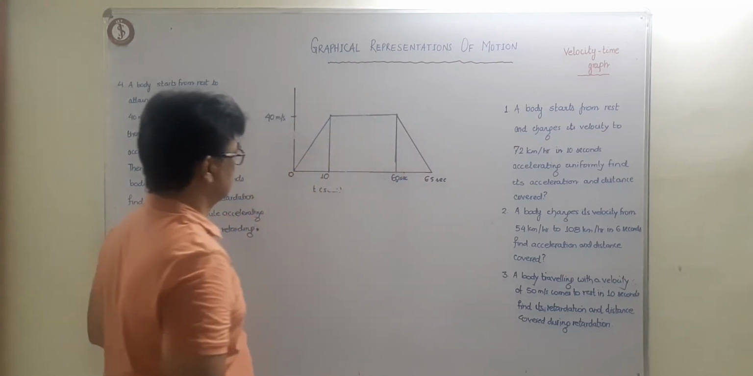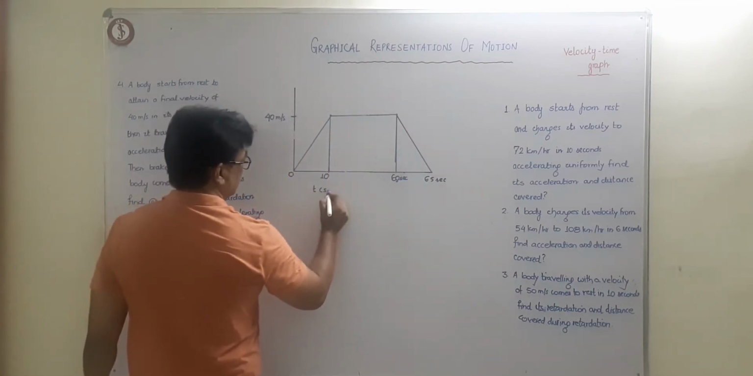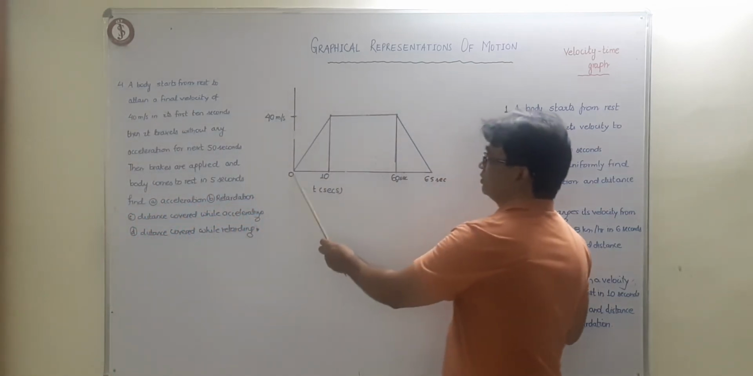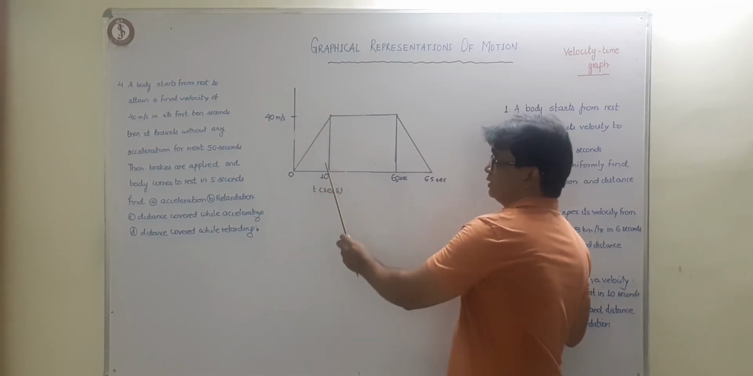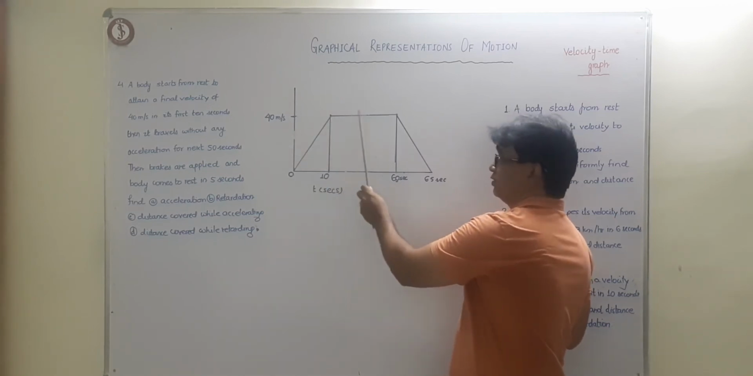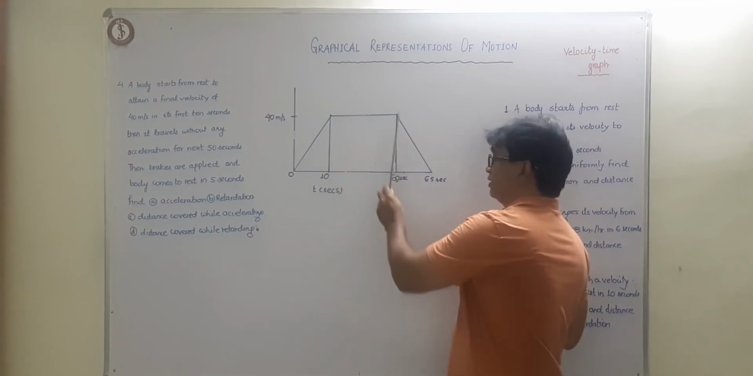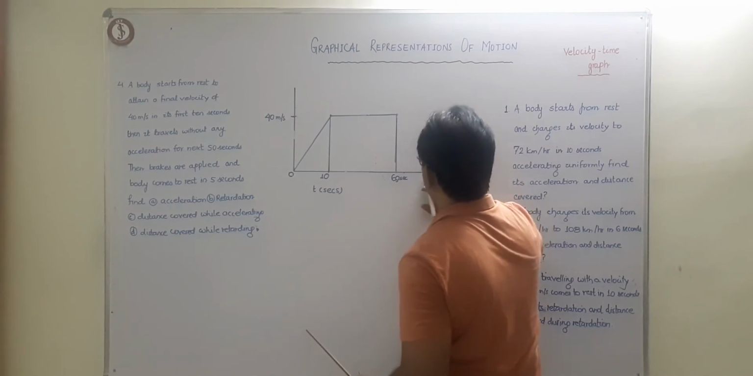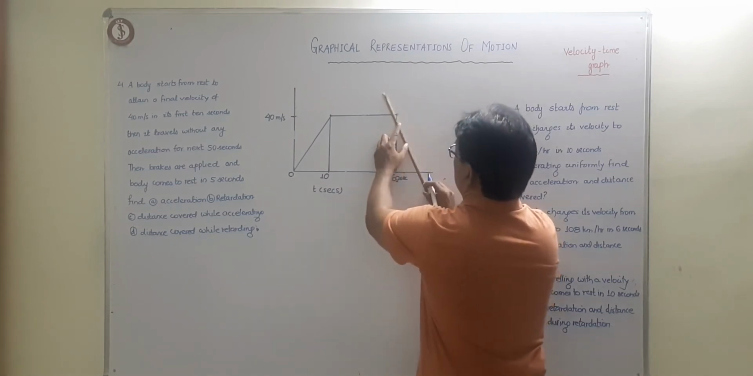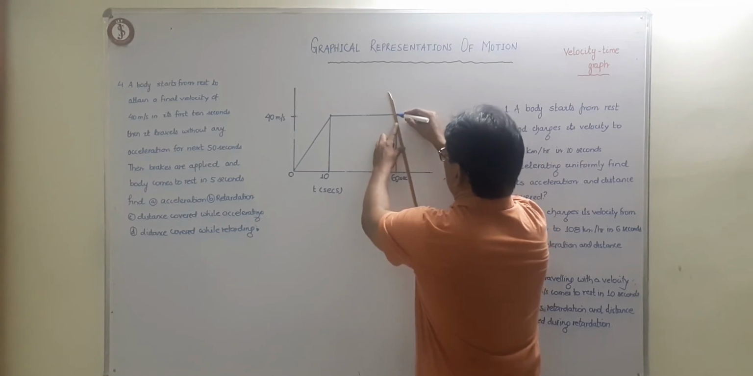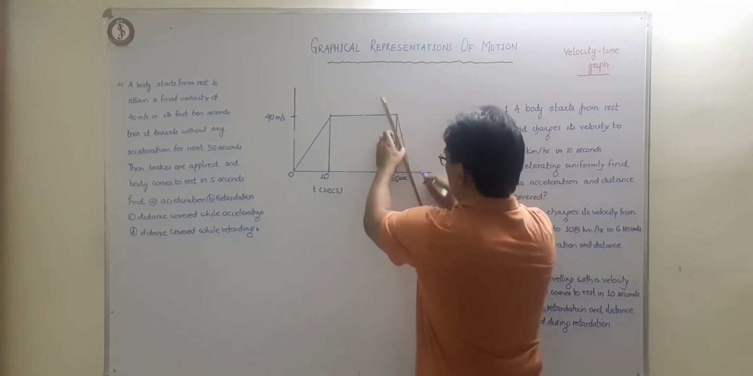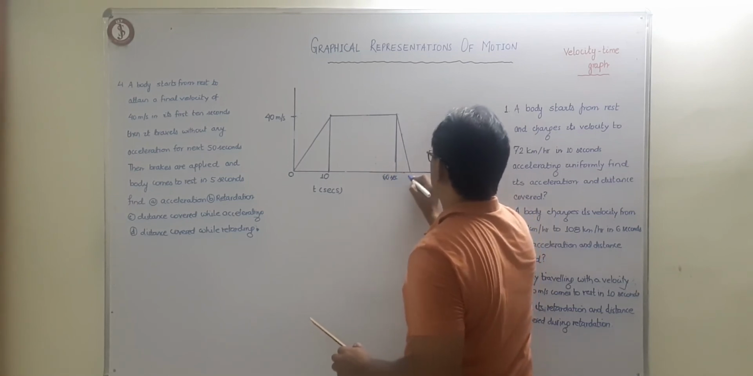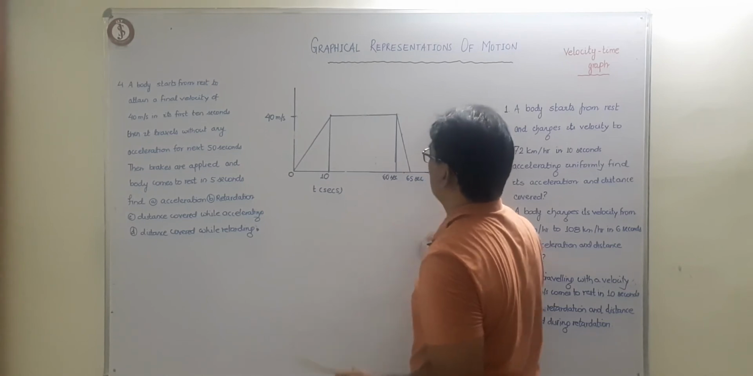So let us have a look. Now from here you can go through this question. A body starts from rest, attains a maximum velocity of 40 meter per second in 10 seconds. So it was accelerating, then it had uniform velocity for the next 50 seconds, then it was retarding. I can make it a little more accurate. 5 seconds will be a little less than 10 seconds. Okay, let us see this. So this is 60 seconds, and this is 65 seconds. So it's now more or less accurate.